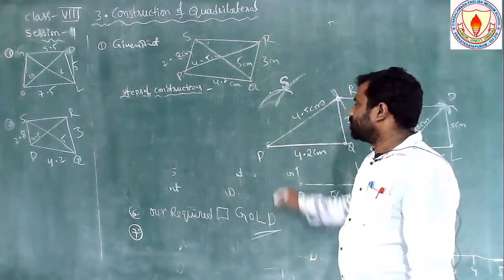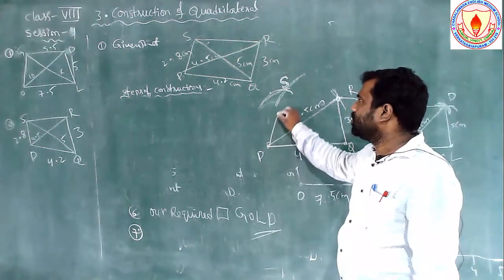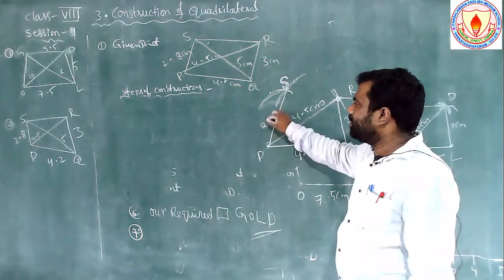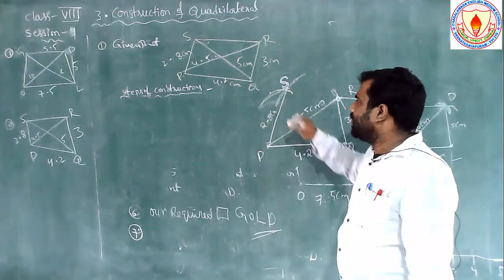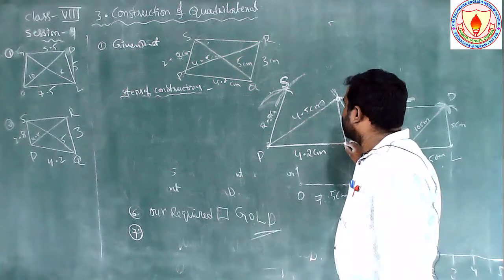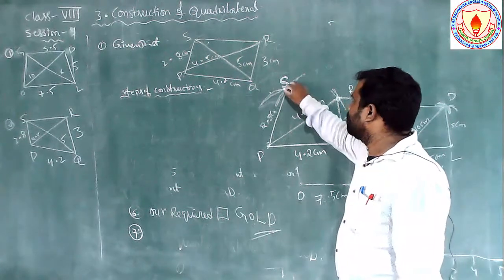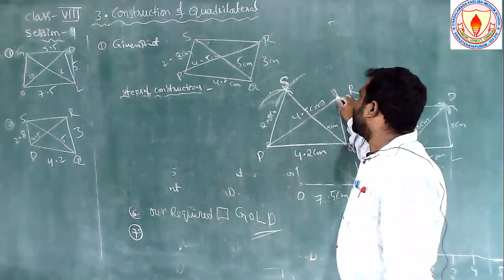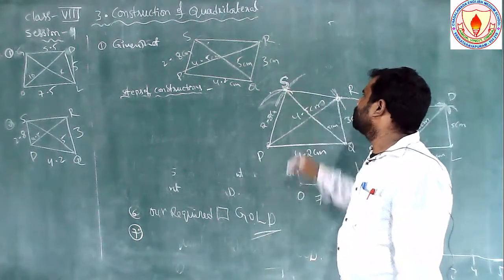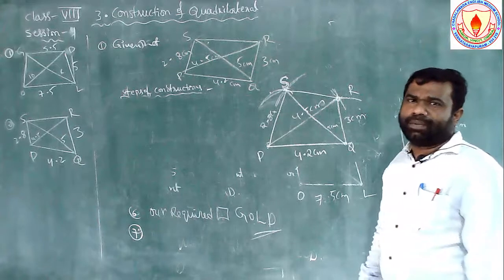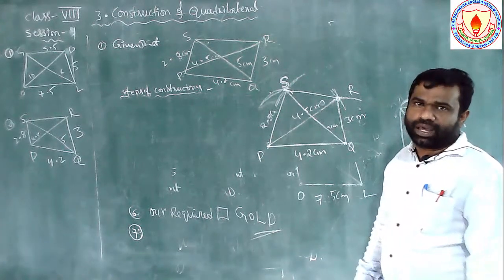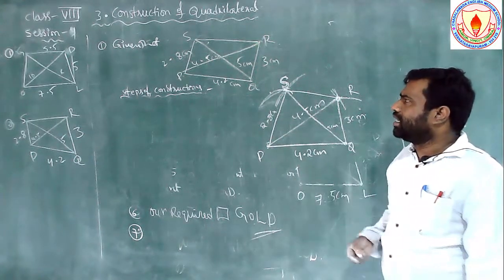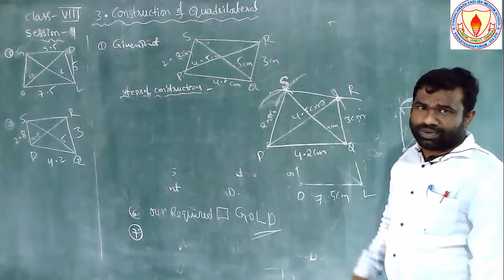Okay? Next, join PS, 2.8 centimeters, and join QS, 5 centimeters, and join SR. What happened? Our required quadrilateral PQRS will become.